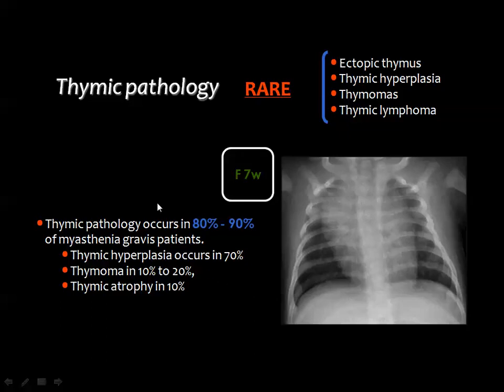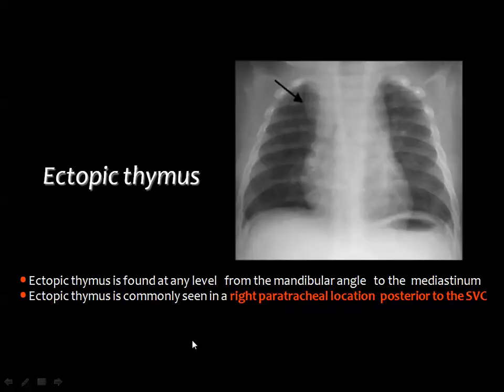This pathology may be in the form of hyperplasia in most of the cases, thymoma in 10 to 20% of the cases, and thymic atrophy in 10% of the cases. And ectopic thymus is a thymic tissue which is not present in the anterior mediastinum but usually located in the right paratracheal area posterior to the superior vena cava.